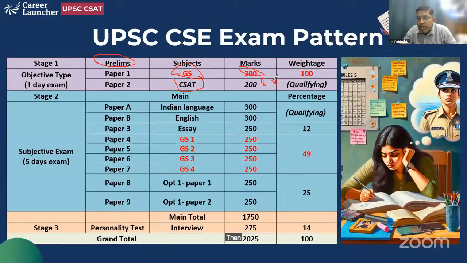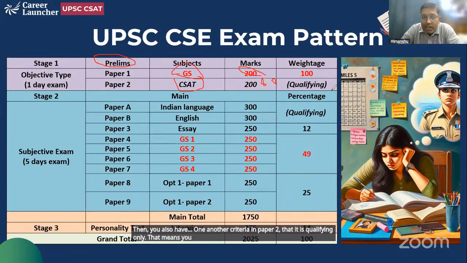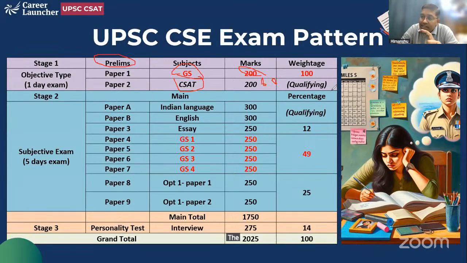Then you also have another criterion in paper 2 that it is qualifying only. That means you just need to score 33% marks, 66 marks out of 200, in paper 2 of prelims. Paper 1 is the paper where the marks are counted for the next stage. So whatever is your score in GS paper 1 of prelims out of 200, based on that, you will get into the next stage of main examination, provided you are qualifying in paper 2, that is CSAT.